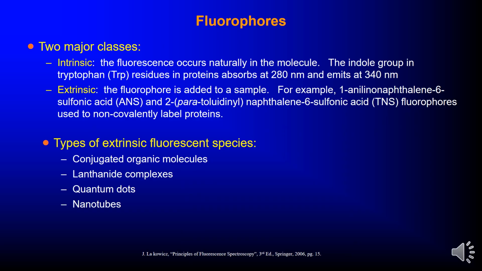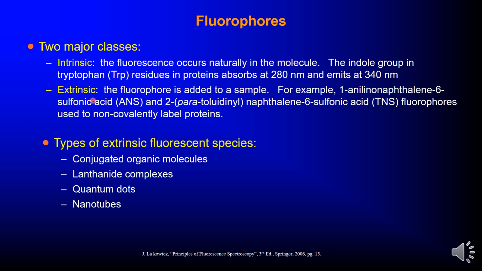Fluorophores, two major classes. There is the intrinsic, where the fluorescence occurs naturally in the molecule. The indole group in the tryptophan residues in proteins absorbs at 280 nanometers and emits at 340 nanometers. So you know that fluorescence and phosphorescence lead into longer wavelengths.